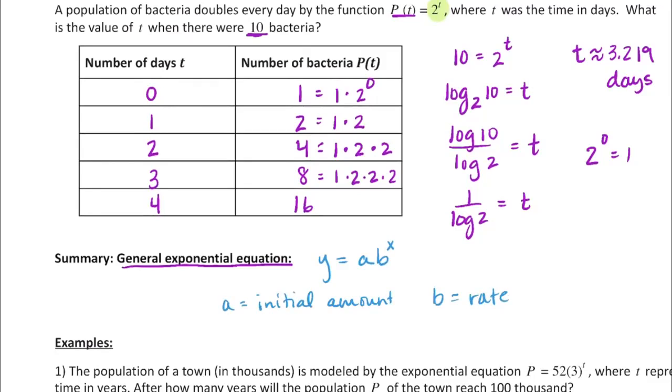x is usually time of some sort. That's your independent variable, and it's usually time. And then y could be whatever it is. In this case, it was number of bacteria, population of people. It could even be amount of money after a certain amount of time. y is the dependent variable. It could be a lot of things. Okay, so that's our very general equation.